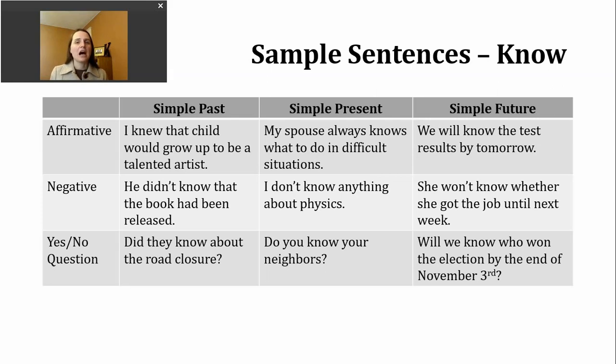So here, my spouse happens to be a man. So like saying he, it's one person. He always knows what to do in difficult situations. If I want to make a negative sentence in the simple present, I'm going to use do not and the base verb, or does not and the base verb, depending on what my subject is.